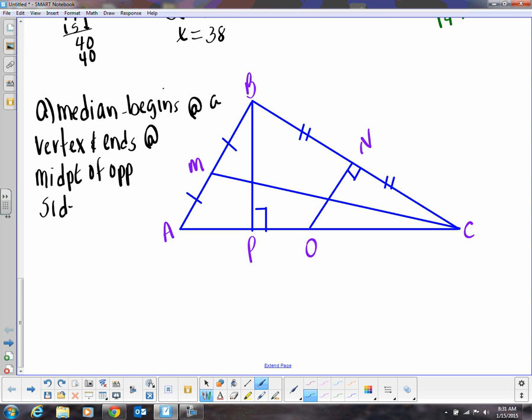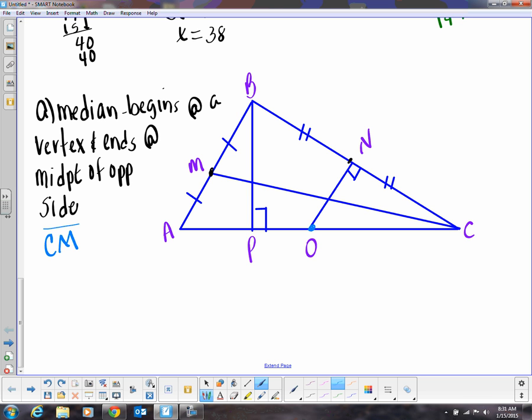Okay, so if I look at my picture, I see that M is a midpoint, and I see N is a midpoint because of the tick marks. Only one of those is a median. Which one is it? To label it, we need two letters. CM. Why isn't ON a median? It did not start at a vertex.